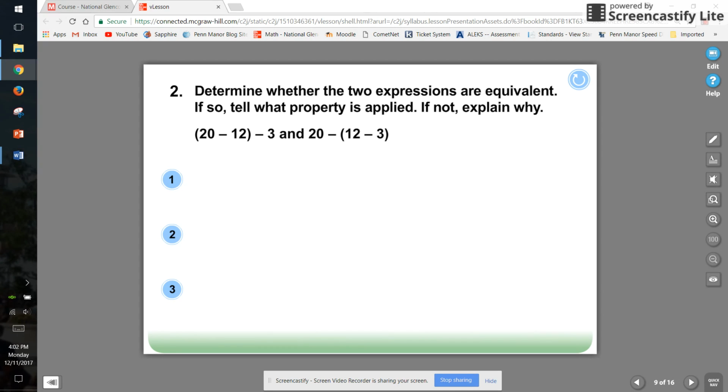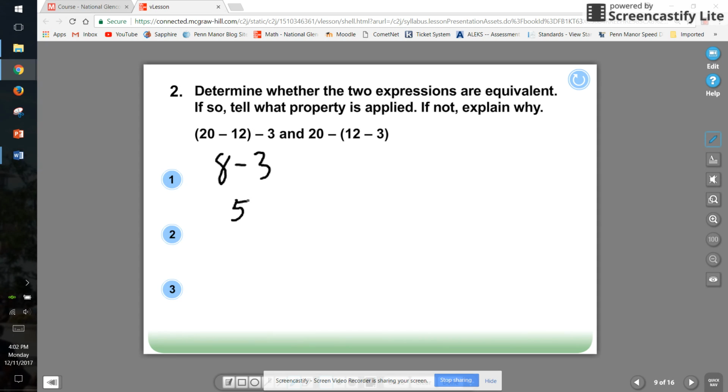Here's an example of why the associative property won't work with subtraction. These come up with two very different numbers. So let's quickly do that. Right now I have 20 minus 12, which is 8. Bring down the minus 3. 8 minus 3 is 5.